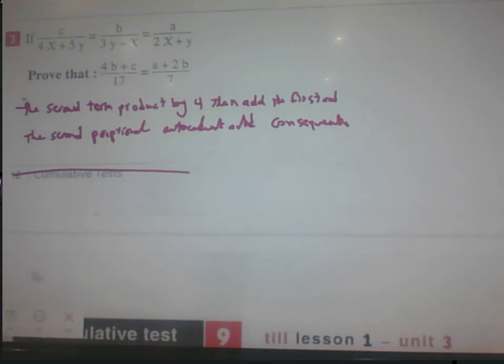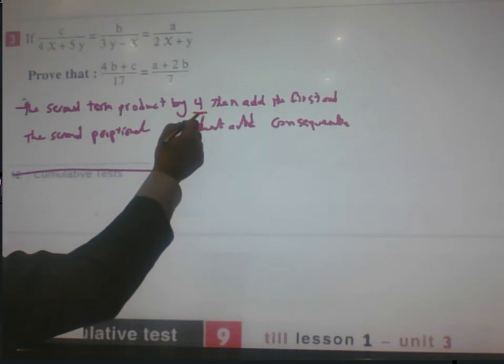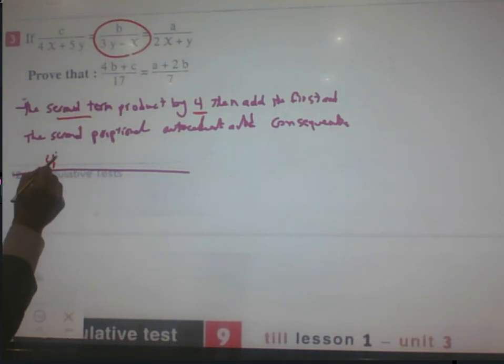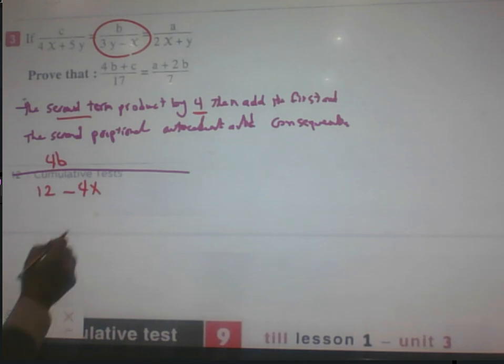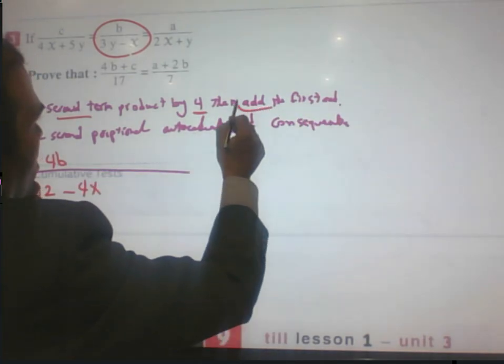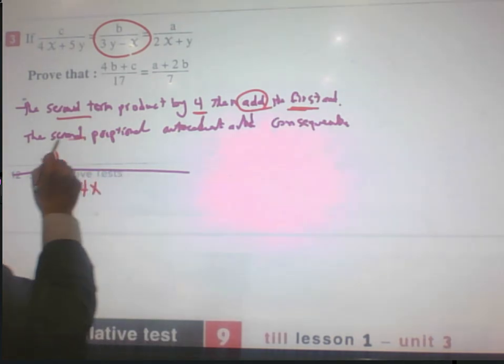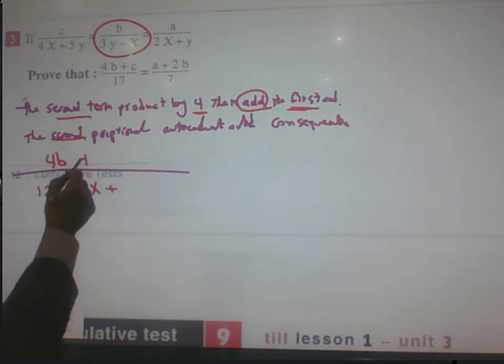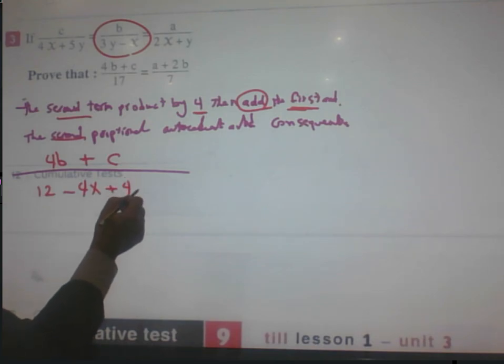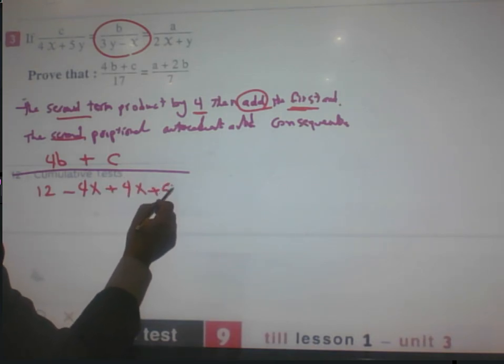Listen to me. We have 4 product by 4, the second. Then it will be 4 up and down, 4b and down 3 times 4 equal to 12 minus 4x. Then add, next step, add the first and the second. First here c, and we have down 4x plus 5y.